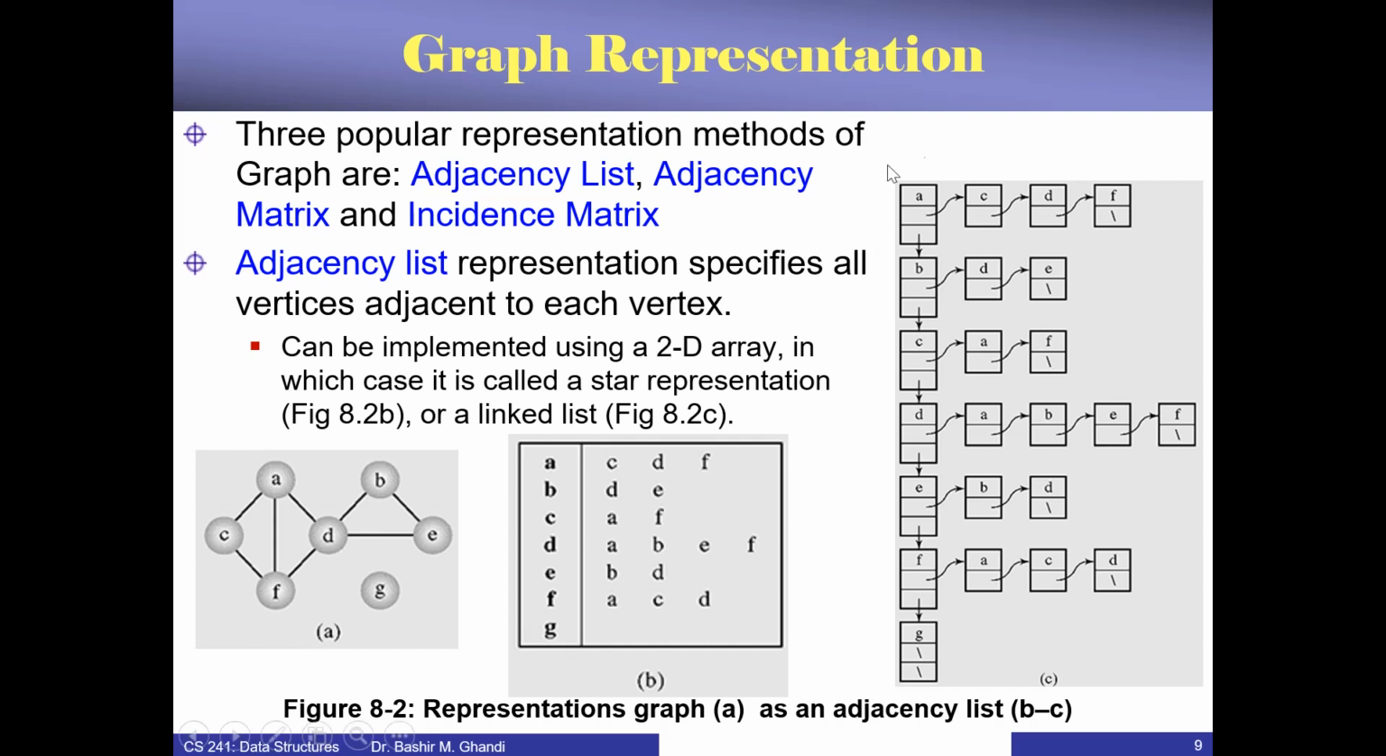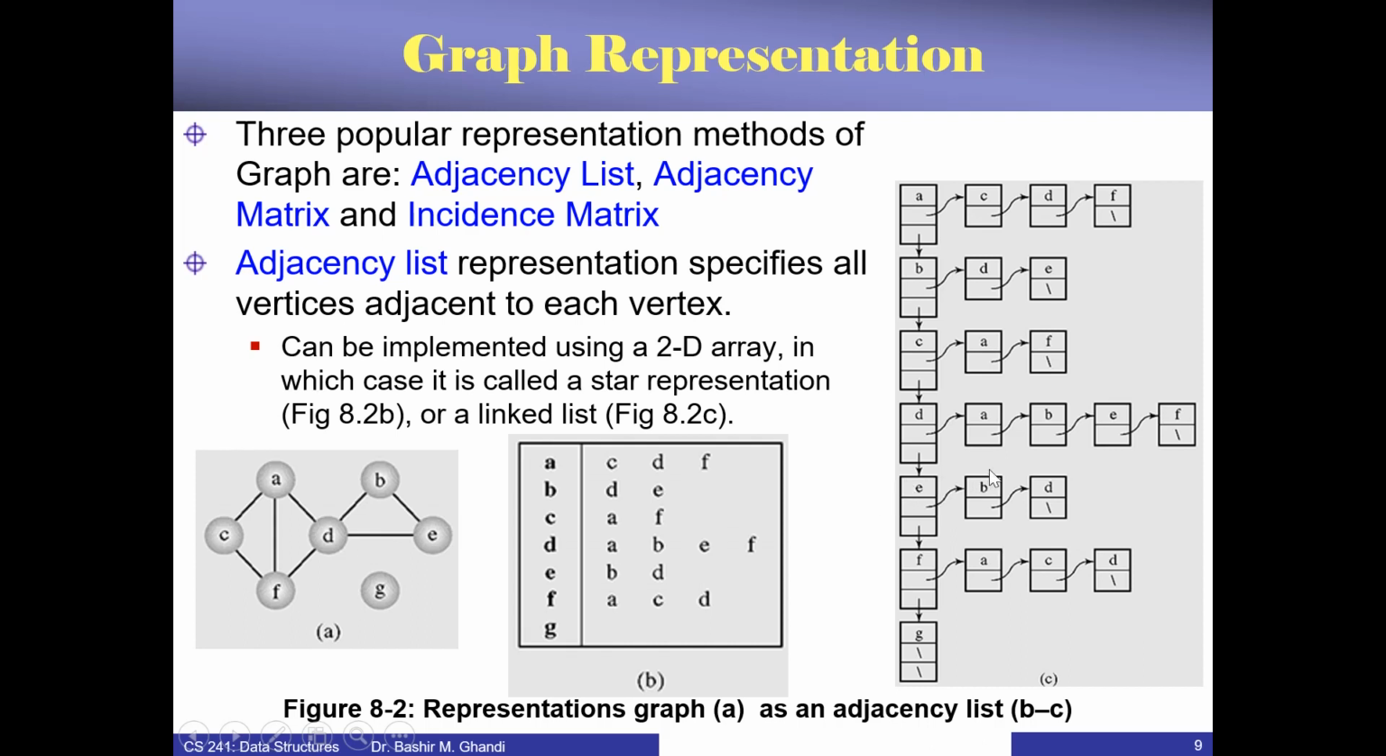Instead of using a 2D array, you can actually use a linked list of linked lists to represent the graph. So here we have a node for each vertex in the main linked list. But the linked list contains linked lists, where the linked lists here are the linked list of vertices adjacent to vertex A here, for example. Similarly here, another linked list, and so on. So instead of using a 2D array, we can also use a linked list of linked lists.